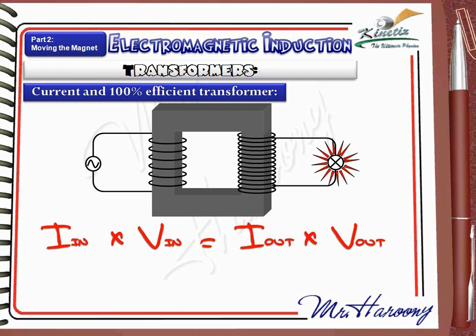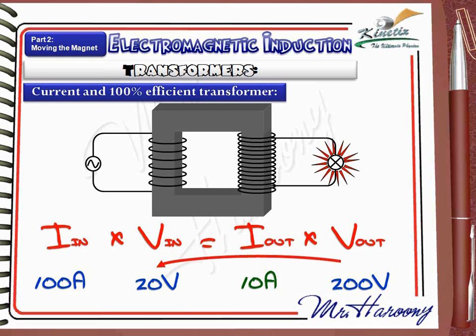current I times voltage V. If we have a numerical example, we can find that if a step-up transformer has an input current of 100 amperes and an input voltage of 20 volts, and the voltage is increased from 20 volts on the primary to 200 volts on the output, how much will the output current be? Applying the rules, the output current will be 10 amperes. You can easily notice from the results that if voltage is increased by a step-up transformer 10 times, the current is reduced by 10 times.